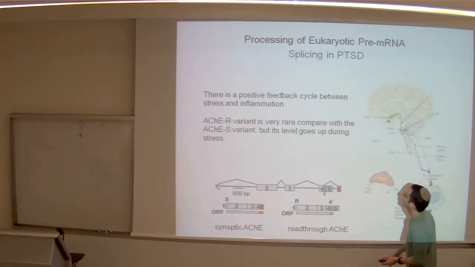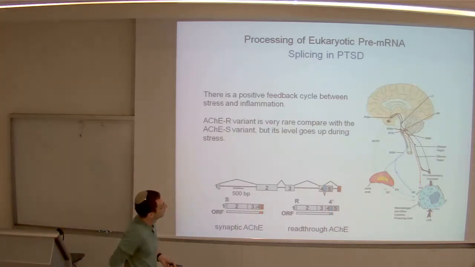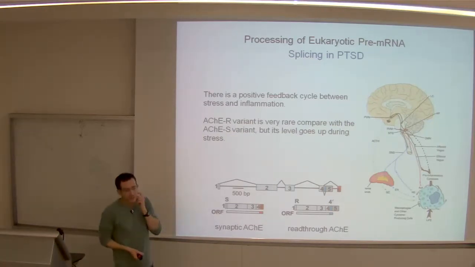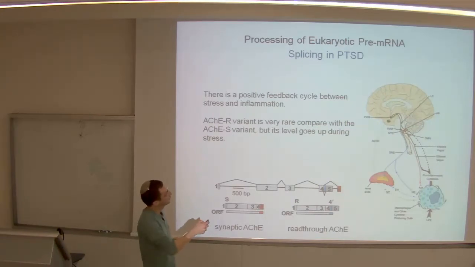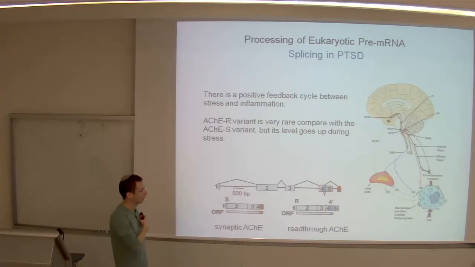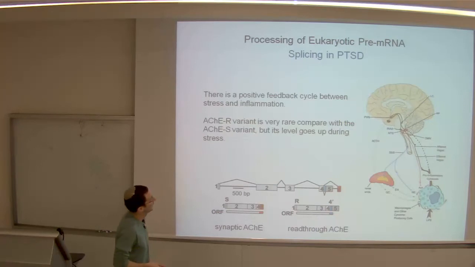Okay, let's see some examples of the biological relevance of splicing in neuronal systems. And we'll begin with stress, mental stress. PTSD is post-traumatic stress disorder. Some patients that undergo severe trauma can develop chronic stress. They do not recover from this trauma. Some of them never do, and they have a certain level of chronic inflammation, chronic stress.